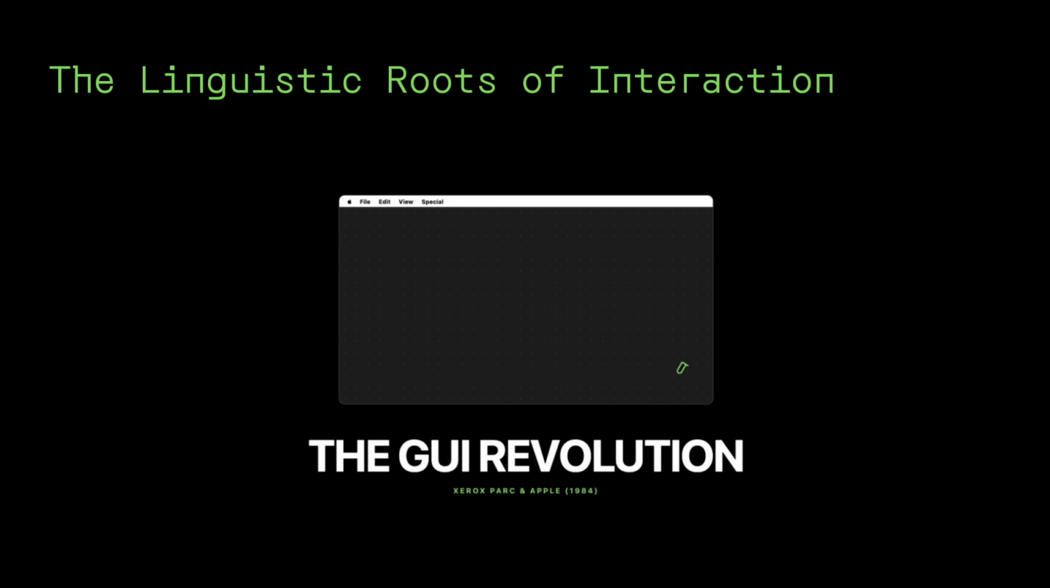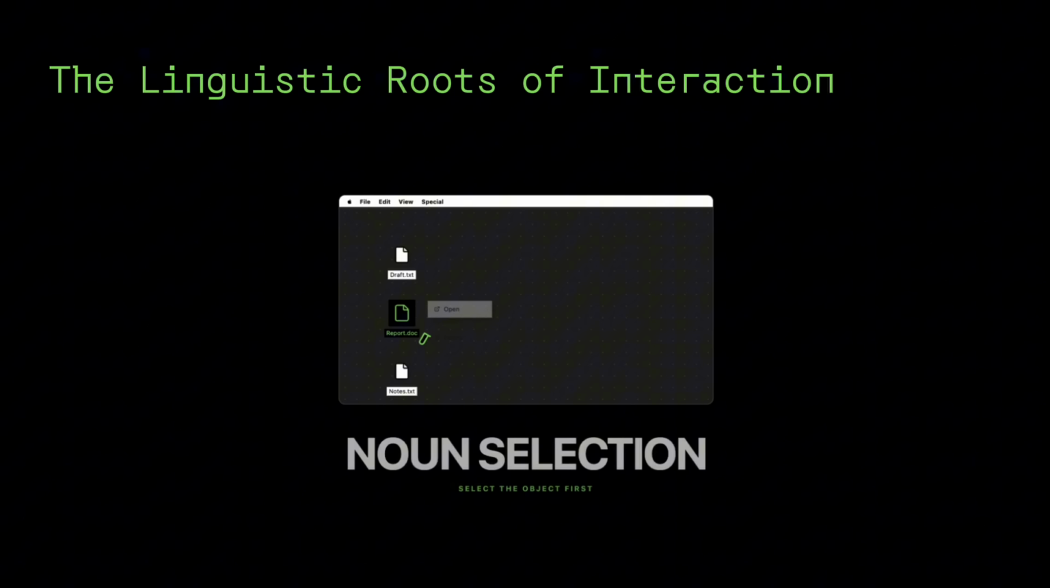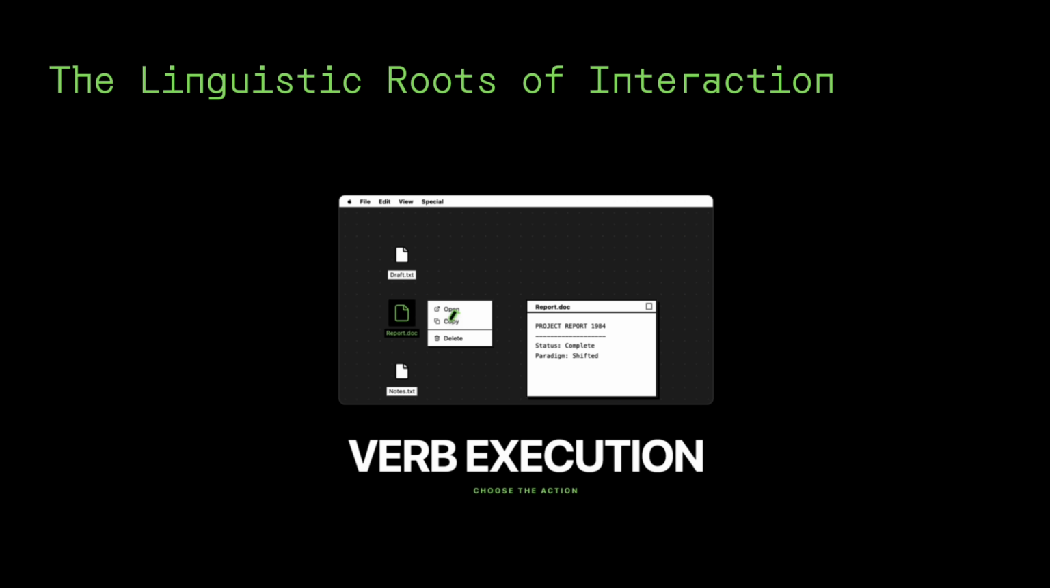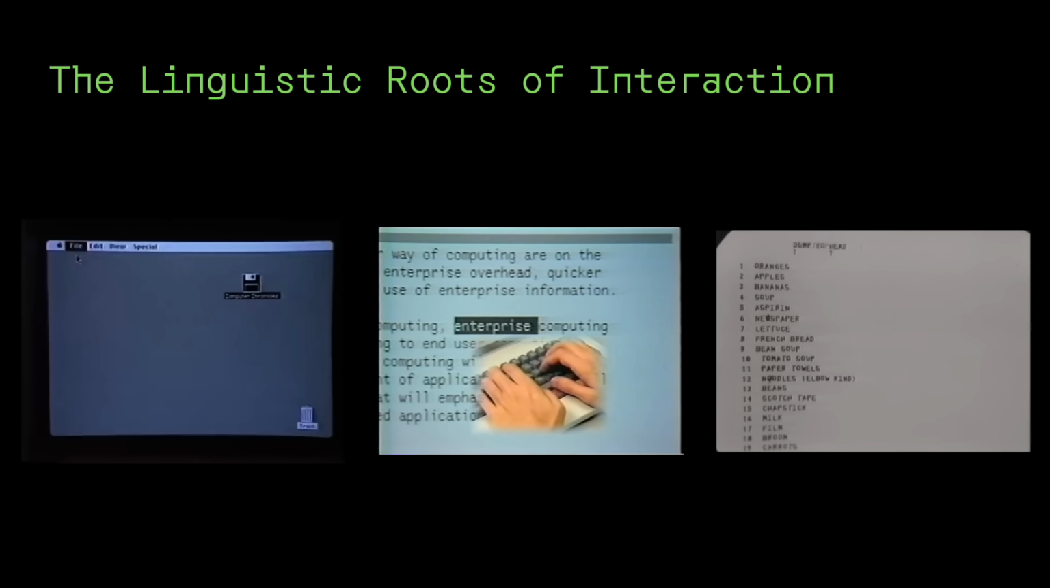The revolution that occurred at Xerox PARC in the 1970s and later by Apple with the Macintosh in 1984 was a rejection of this verbal metaphor in favor of a physical one. By representing digital bits as visible objects, icons, windows on a desktop, interface designers shifted the paradigm to the noun-verb model. In this model, the user first selects the object, which is the file icon, and then chooses the action: delete, open, or copy.